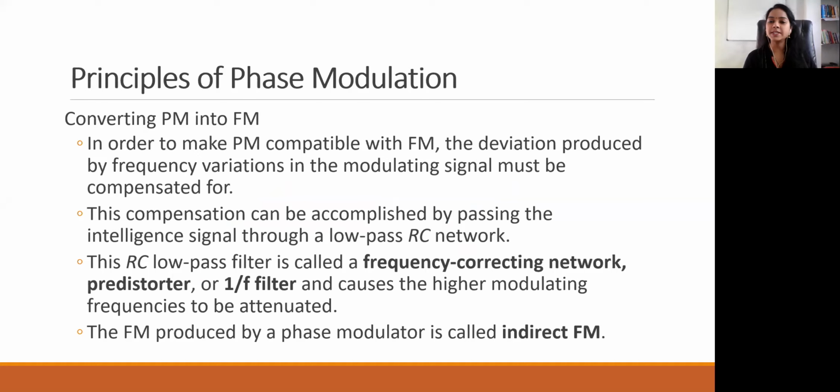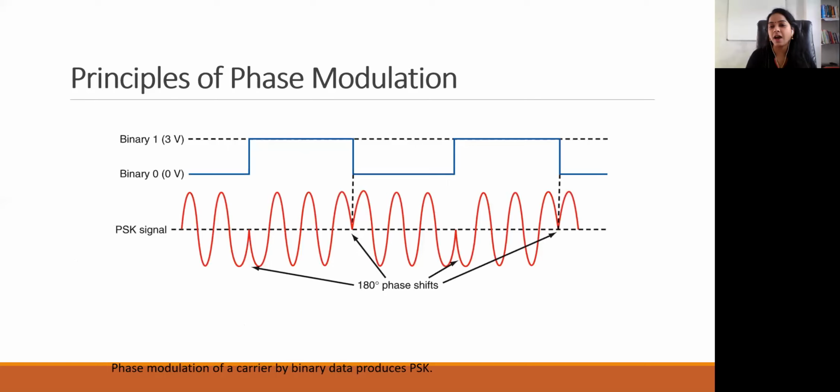But what happens whenever we change the phase of the carrier frequency? It has some sidebands also. So it has some upper sideband and some lower sideband also. We will see how the sidebands occur in phase modulation also. So here is one example of phase modulation.